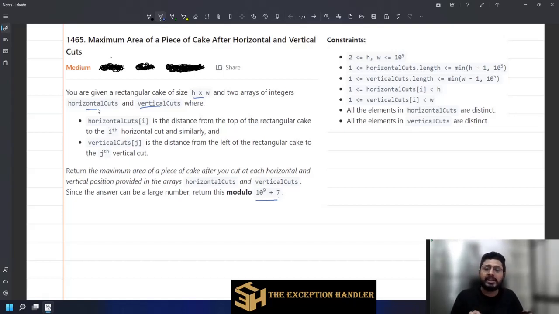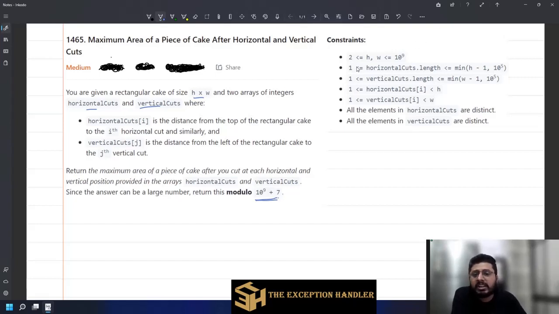Now you have to find the maximum area of the largest piece of cake that you can pick up after having the cuts, and return it modulo 10 to the power 9 plus 7. This is just done to make sure that the answer is in the integer range. There is no logic behind this. Now let's see the constraints that are given to you.